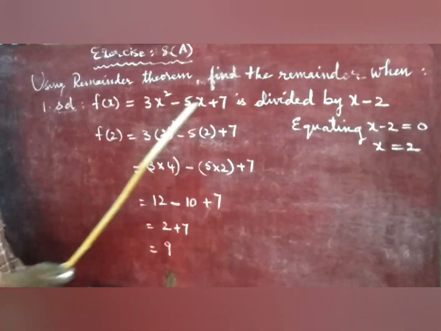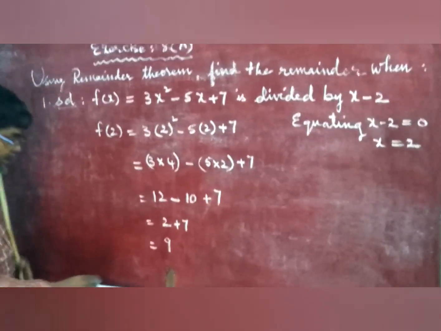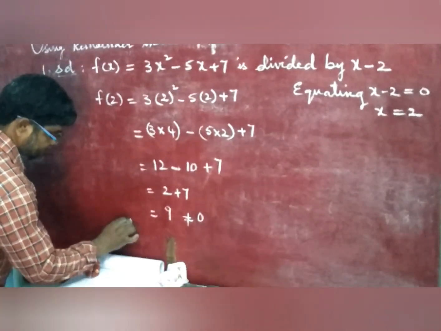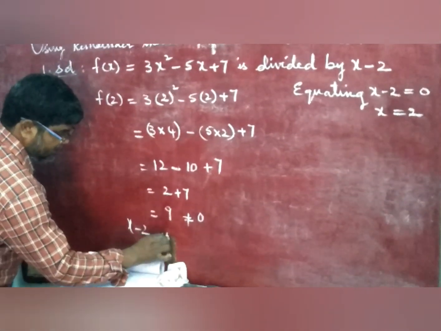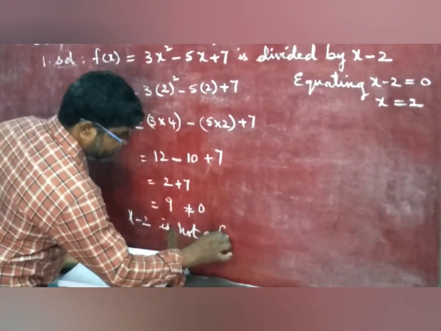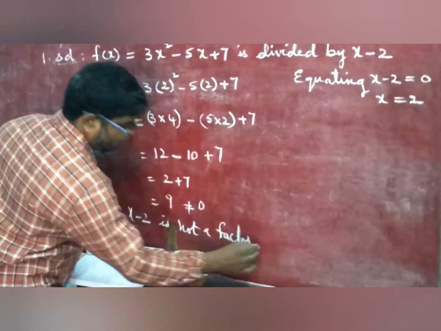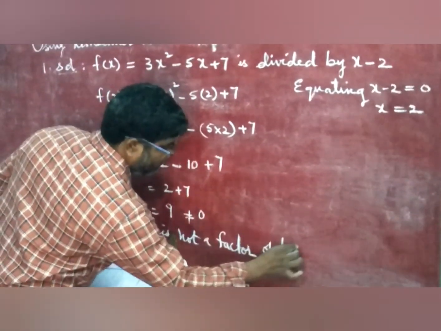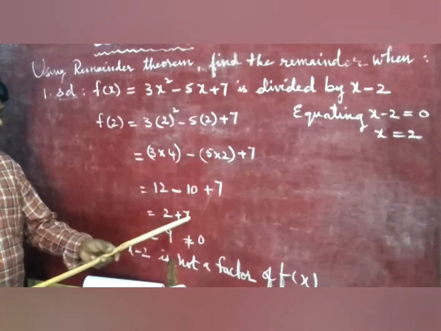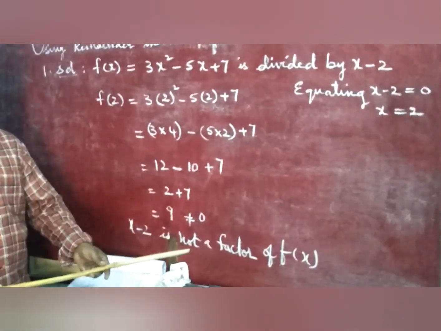So this is not divisible. Therefore, not equal to 0. x minus 2 is not a factor of f of x. Now it is clear. It is not equal to 0. If we get 0, then we will write it is a factor.